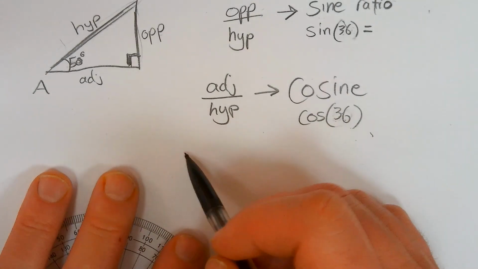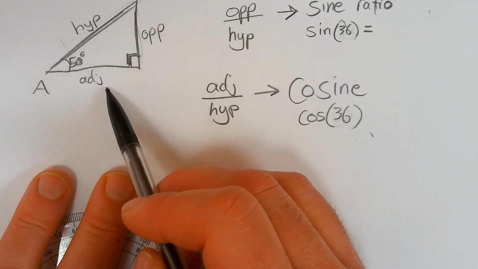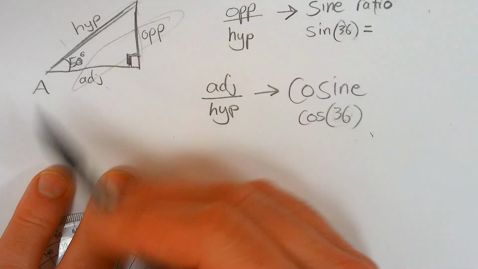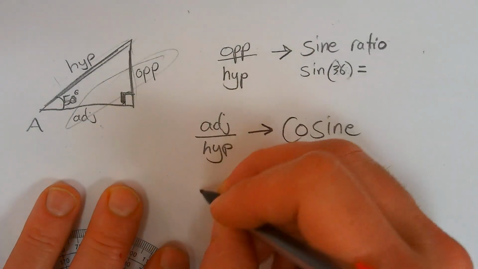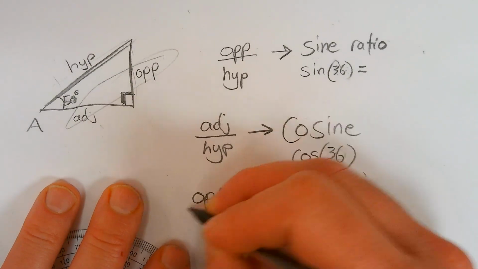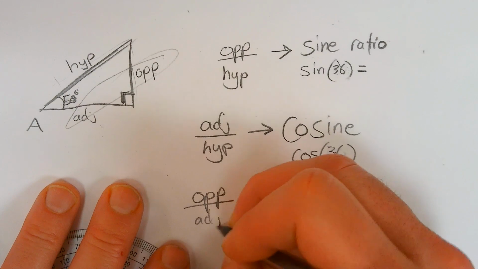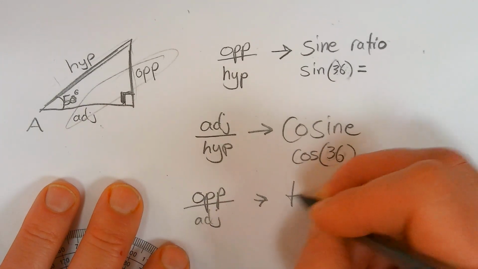And then there is the last one, which is the opposite and the adjacent. Forget the hypotenuse. Let's just get the ratio of the opposite to the adjacent. And that one we call the tangent.